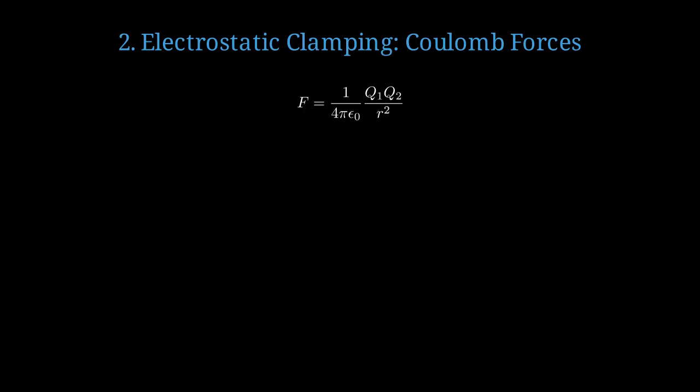Coulomb's law describes the electrostatic force between two charges. The force equals 1 over 4 pi epsilon 0 times charge 1 times charge 2 divided by distance squared. For parallel plates, the force can be expressed as 1/2 epsilon 0 times electric field squared times area.